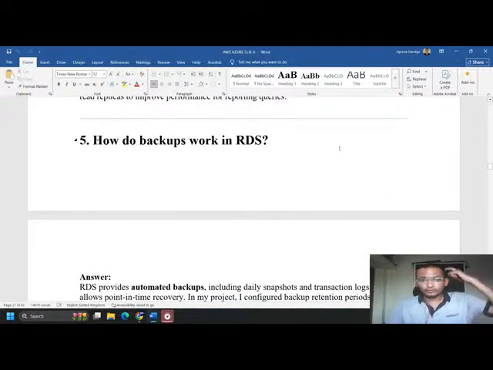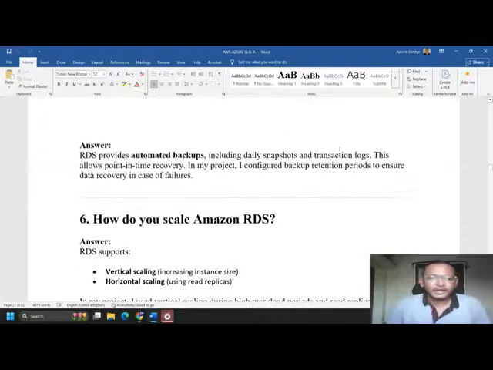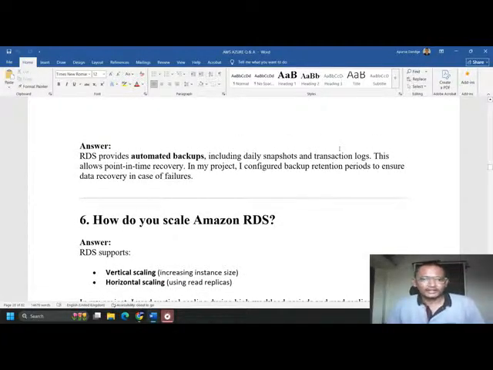How do backups work in RDS? RDS provides automatic backups, including daily snapshots and transaction logs. This allows point in time recovery. In my project, I configured backup retention periods to ensure data recovery in case of failures.